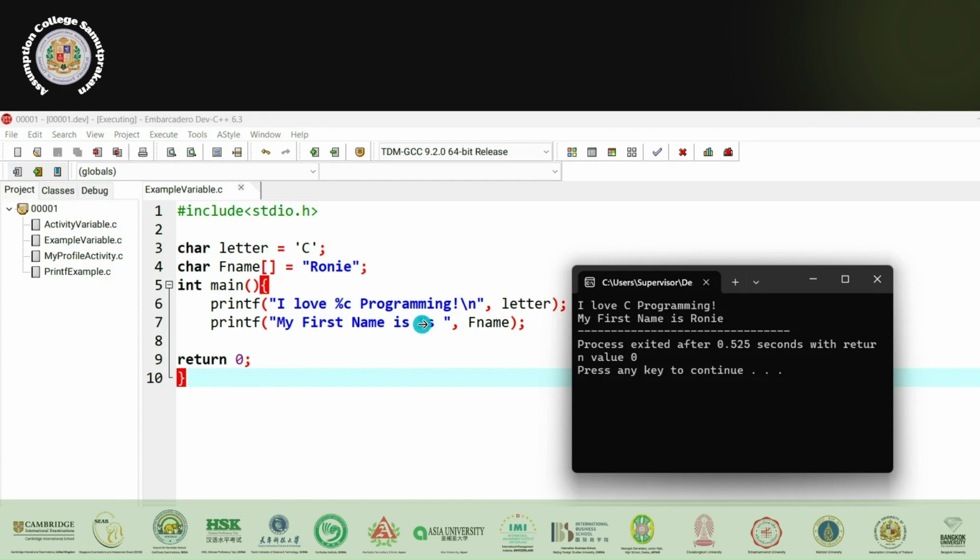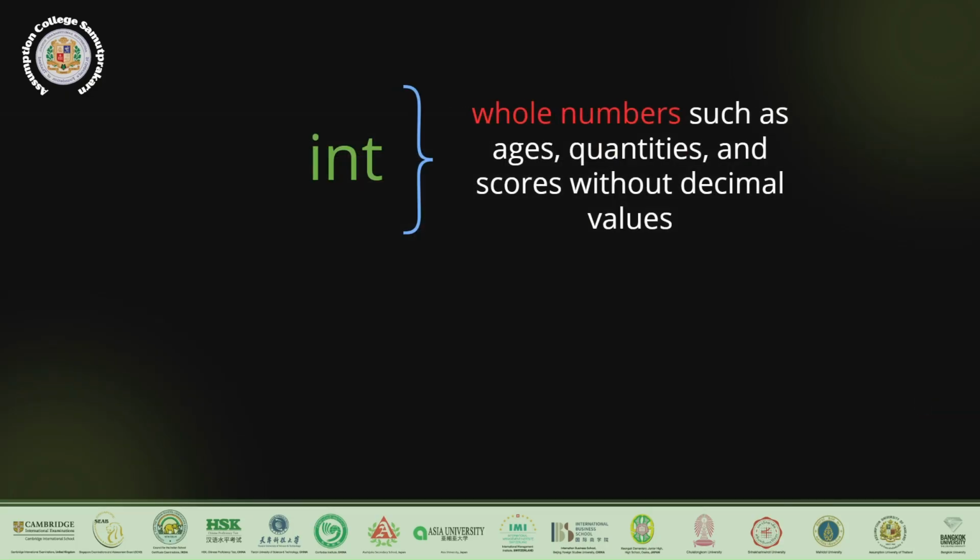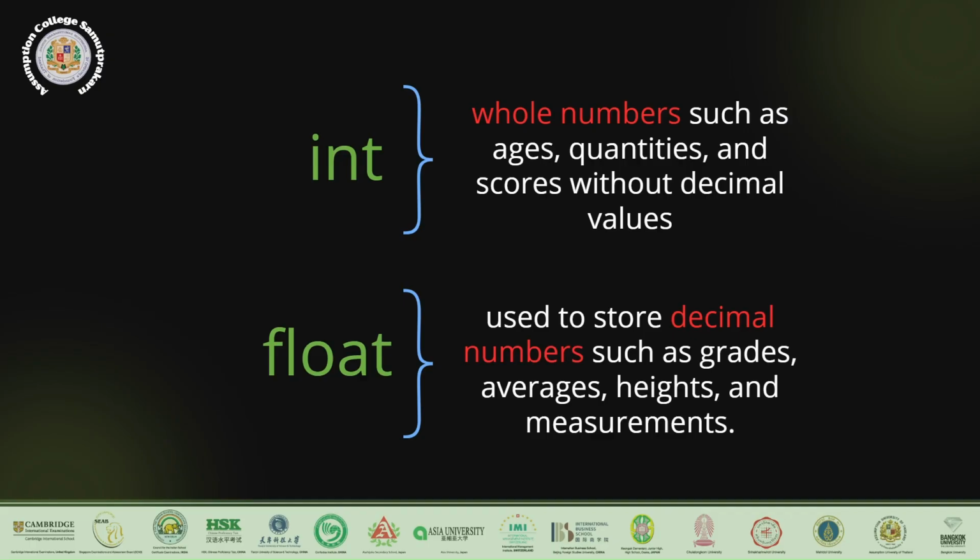For this part of the lesson, we will continue with the two remaining data types, int and float. The int data type is used to store whole numbers such as ages, quantities, and scores without decimal values. Meanwhile, the float data type is used to store decimal numbers such as grades, averages, heights, and measurements. Just like in our previous examples, we will learn how to declare, initialize, and display these data types using the correct format specifiers in printf. So now, let's begin coding and see how int and float variables work in C programming.